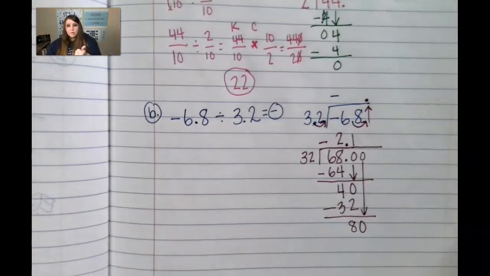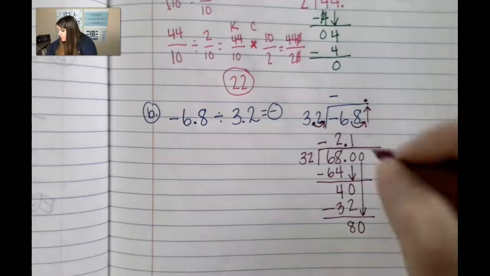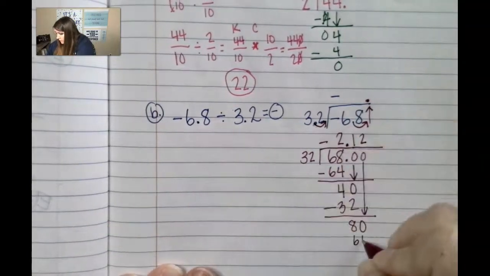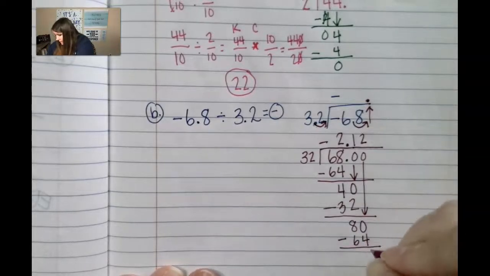And I know 32, 64, if I go one more time, it's too big. So again, I'm going to put my 2 here. And that gave me 64. And I'm just going to keep going until I can see if I can make it disappear.